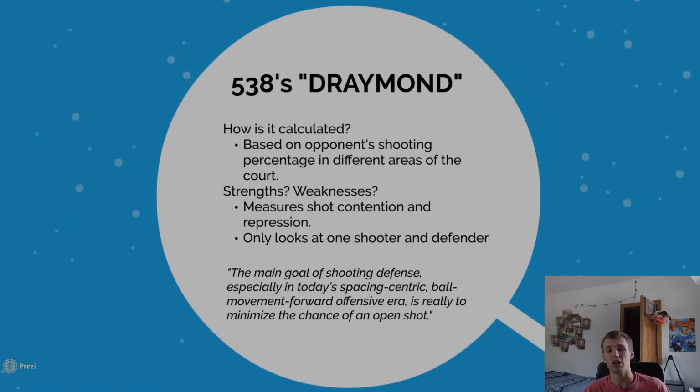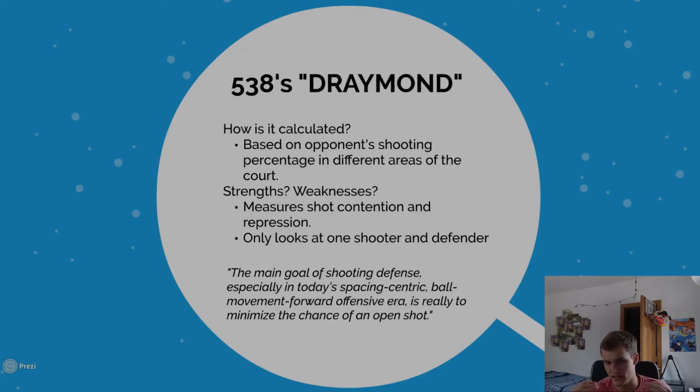So that leads me into my next metric, which I found interesting and I've seen used pretty frequently. And this is 538's Draymond metric. Draymond stands for defensive rating accounting for yielding minimal openness by nearest defender. It's kind of silly. Draymond is obviously a tip of the hat to Draymond Green because he's known league-wide as being a great defender, but it's basically calculated on the opponent's shooting percentage in different areas of the court.